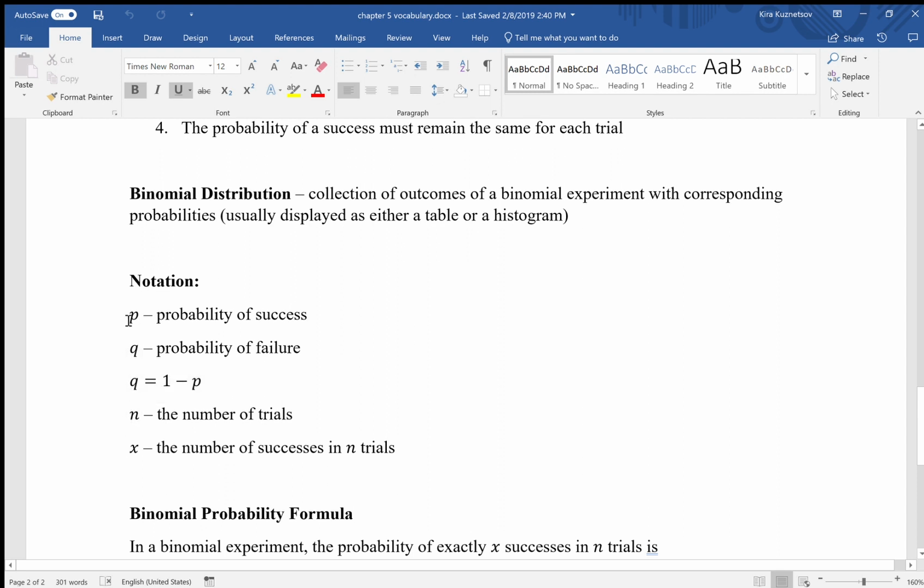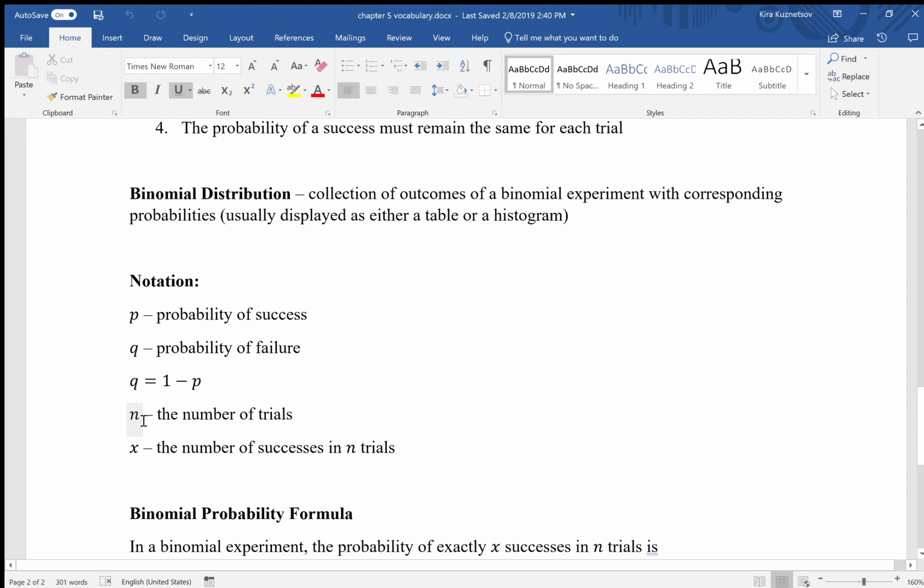So p stands for probability of success. Usually this number is given, or it's very simple to figure out. q is the probability of failure, meaning 1 minus p. The p and the q are complements of each other. The n will be the number of trials. So that's that, you're trying to make 10 baskets.